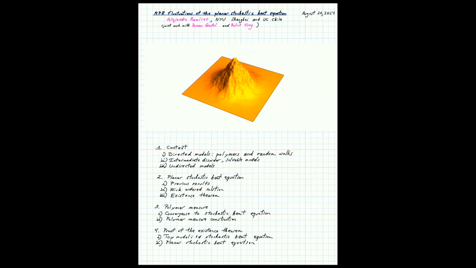especially polymers and random walks. And I will explain some known results, especially in the case of the directed models. Then I will introduce the planar stochastic heat equation. And finally, I hope to be able to state the main results, especially the existence theorem. I hope to be able to explain the construction of what's called the polymer measure. And finally, I will give some ideas of the proof if I have time.